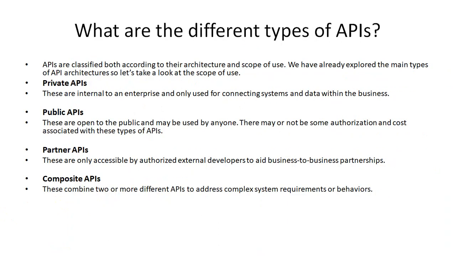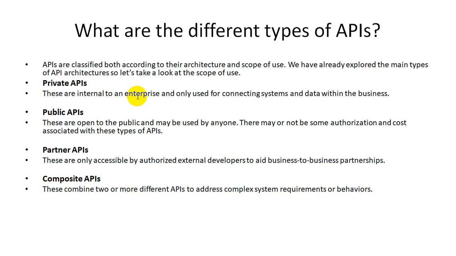And the last part of this video: what are the different types of APIs? APIs are classified both according to their architecture and scope of use. We have already explored the main types of API architecture. Let's take a look at the scope of use. Private APIs. These are internal to an enterprise or only used for connecting systems and data within the business. So these are private. People from outside cannot reach these APIs.